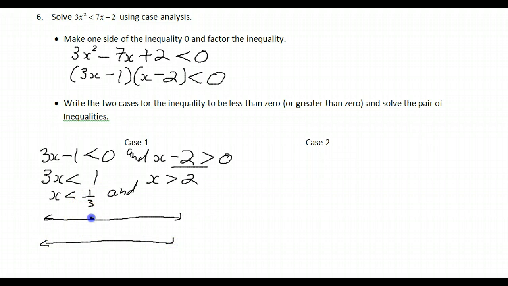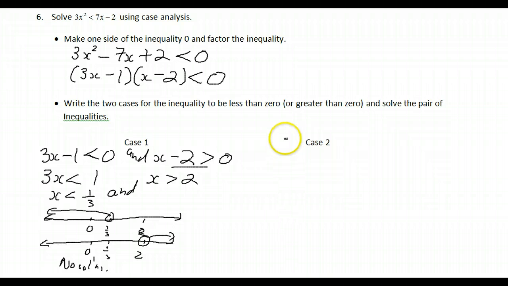Let's say here's 0, here's 1/3, and here's 2. And we've got the same number line here, 1/3 and 2. So x is less than 1/3, that's anything from here over, and at the same time x has to be greater than 2. Well, we can see that that can't happen. There are no values that are down here and at the same time up here. So there are no solutions to make both inequalities true for case 1. No solutions for case 1.